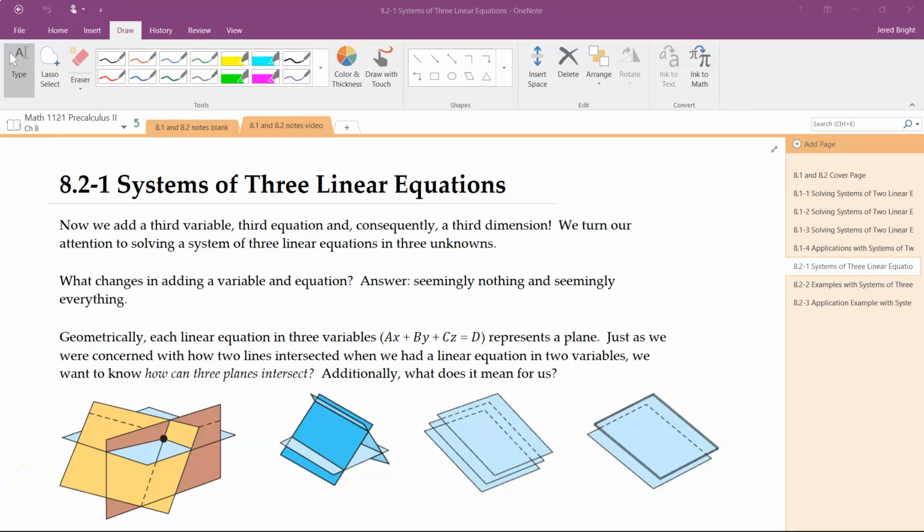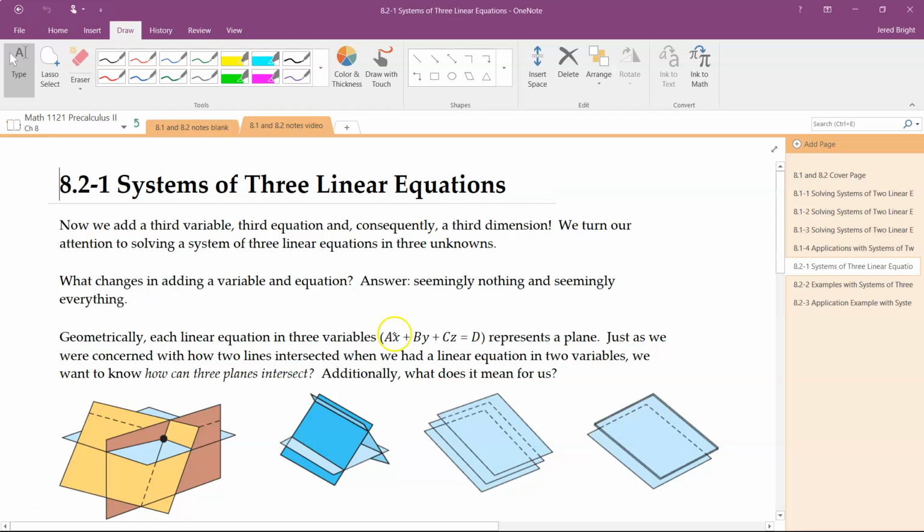Now we turn our attention to a system of 3 linear equations with 3 variables, and consequently when we do that we increase the dimension from 2 dimensions to 3 dimensions. So what changes here? Well, a lot and nothing at the same time. So geometrically we no longer have lines.